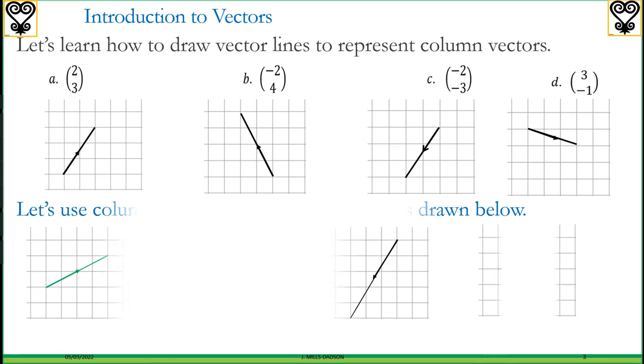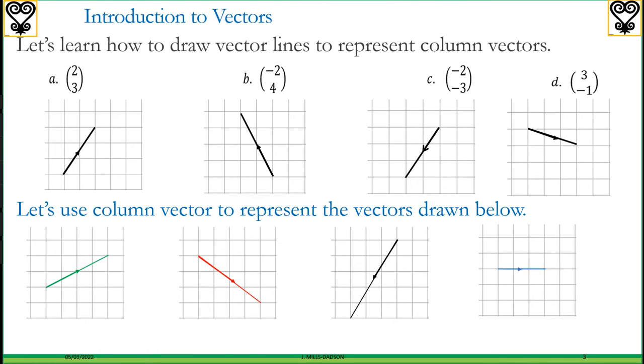Now what about if the vector is already drawn and we're supposed to represent it using a column vector? So we check. The direction is very important. It has moved 1, 2, 3, 4 to the right and 2 up. So the vector is 4, 2. Next, 1, 2, 3, 4 to the right, then 1, 2, 3 down. So it's 4, -3. The direction is very important.